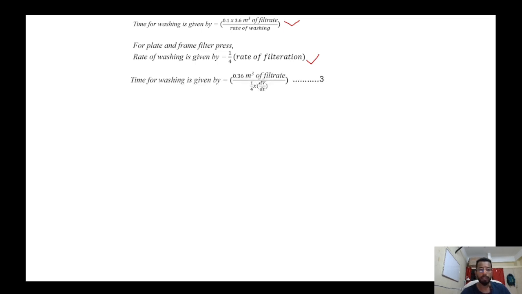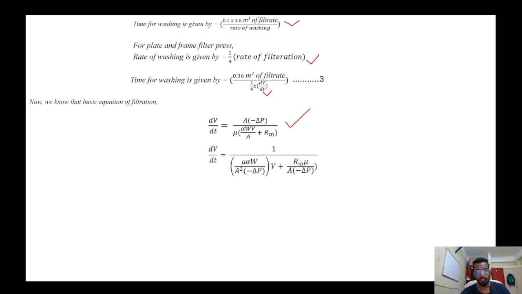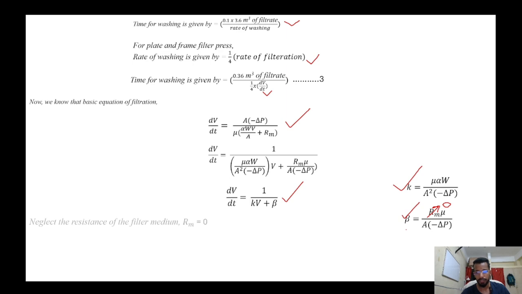So the time of washing will be 0.36 meter cube of filtrate divided by 1 by 4 of dV by dt, where dV by dt is the rate of filtration. It will come from the basic equation of filtration. Just rearrange, and you will get this one, where K is this and beta is this. The filter medium resistance is negligible, that means Rm will be 0, so beta will be 0. Finally, we will get this value.